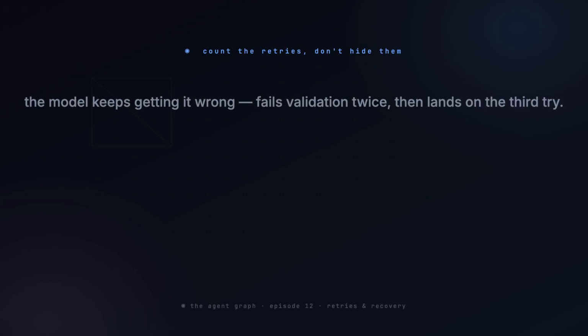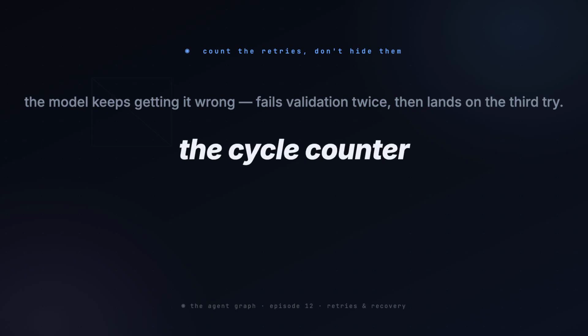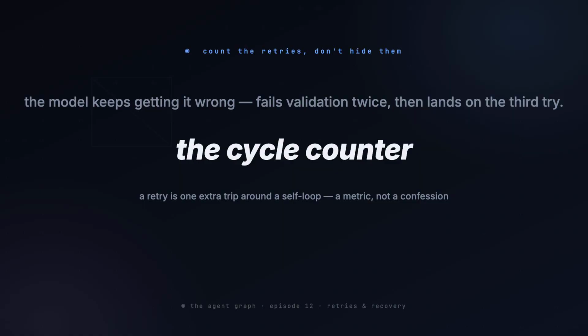Last episode, you rewound the agent, interrupt, a branch, two timelines from one checkpoint. This one stays on a single line, but the model keeps getting it wrong. A node fails validation twice, a retry edge sends it back, and on the third try, it lands. By the end, you will count exactly how many times each node ran, and call that a metric, not a confession. Here is the graph.